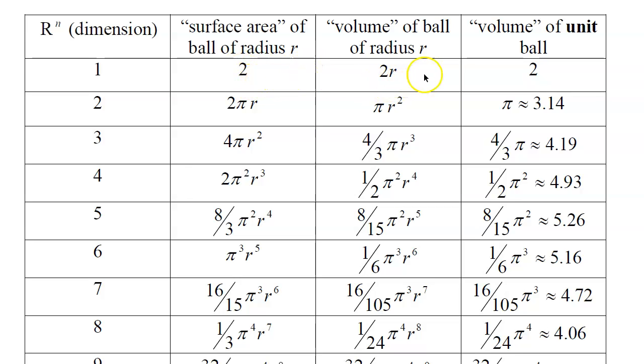Now, a couple of things are really interesting. Notice that for the volume formulas, in dimension 1 it has an r, in dimension 2 it has an r squared, dimension 3 we have r cubed, r to the 4th, r to the 5th, and it keeps going up like that.